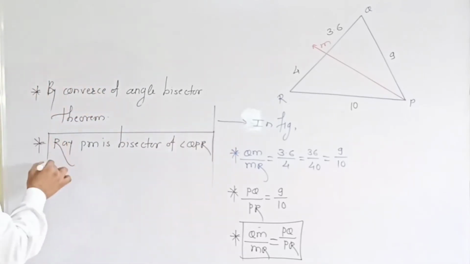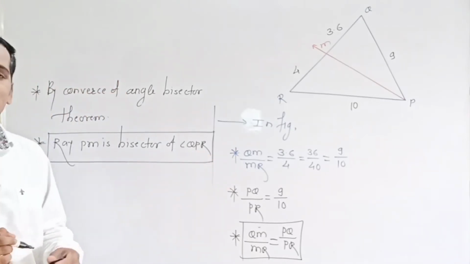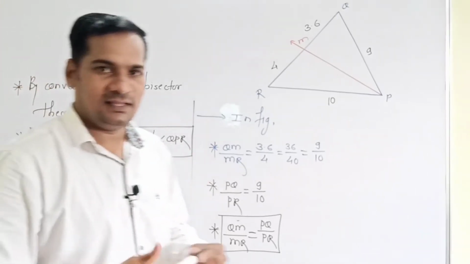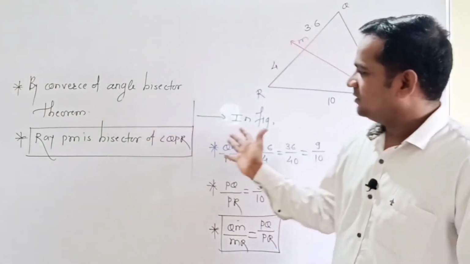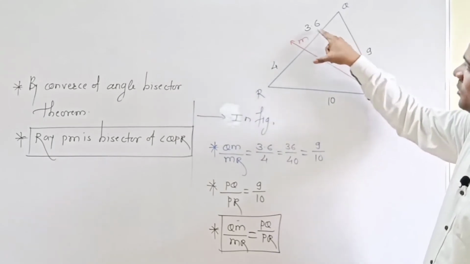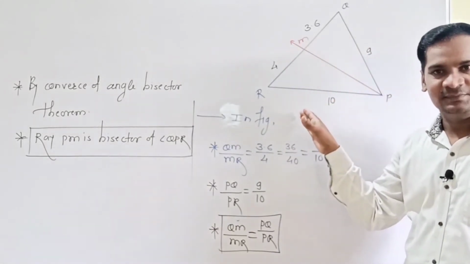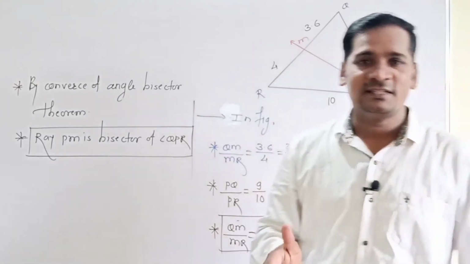So how simple is this? How to check whether a given ray is a bisector of a given angle: at that time we have to just check that the ratio of these two should be equal to the ratio of the remaining two sides. How simple is this? So let's move toward the next question.